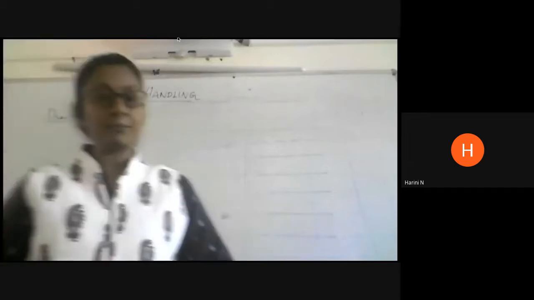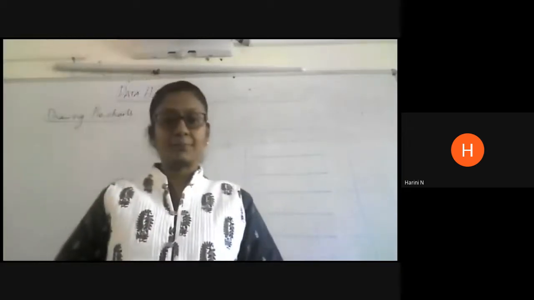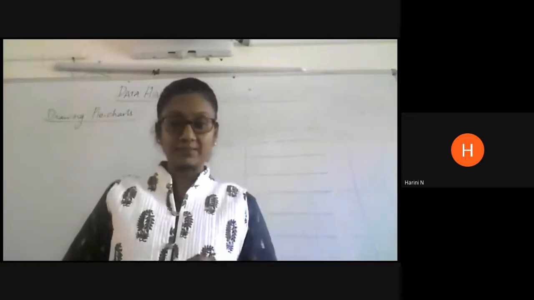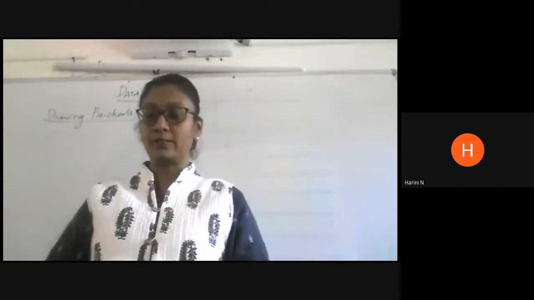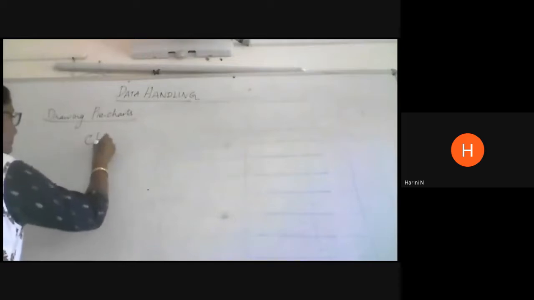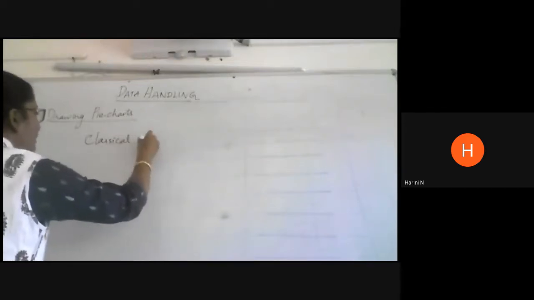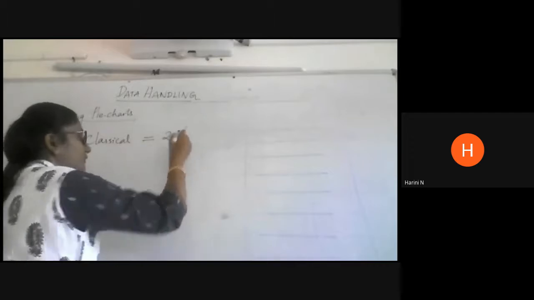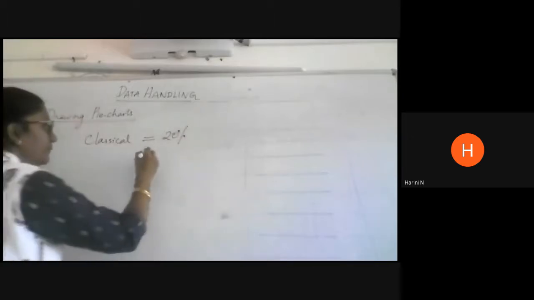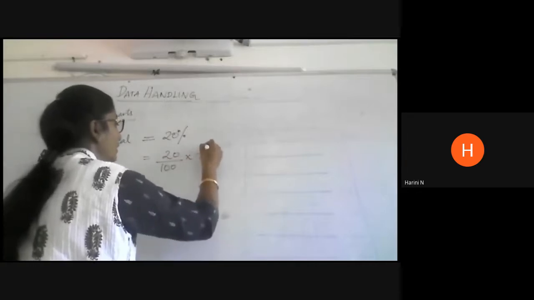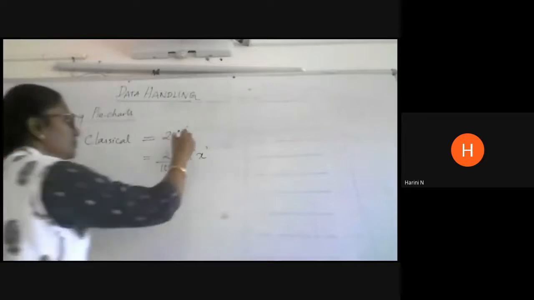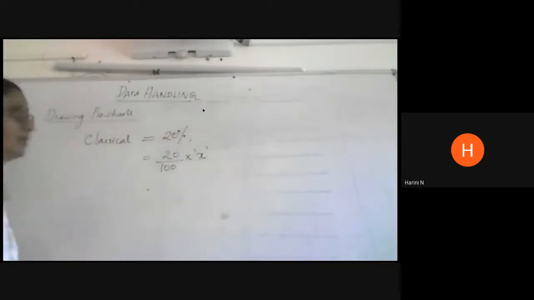Like semi-classical, 40% like light music and 30% like folk music. Now, based on these percentages, I have to find out what is the total number of people who are surveyed. Now, classical music. People who like classical music is 20%. That's what we get from the pie chart. So 20% means it is 20 by 100 into the total number of people. Suppose we don't know how many people are getting surveyed. So let it be X.